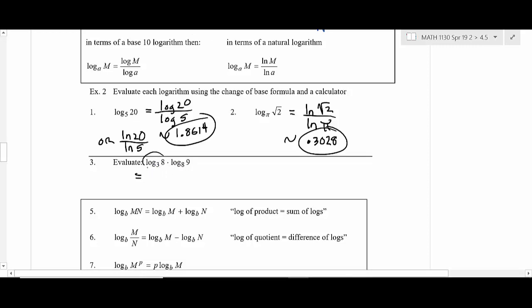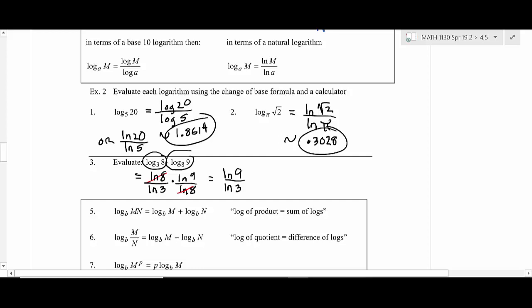So the first one, what we would do is write this as ln of 8 all over ln of 3. And then the second one would be ln of 9 over ln of 8. Well, notice what happens on this: ln of 8 is a number, so that would divide out. Then you would end up having the ln of 9 over the ln of 3 like that, okay?